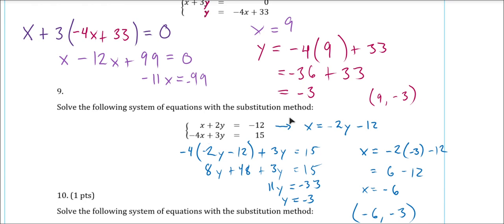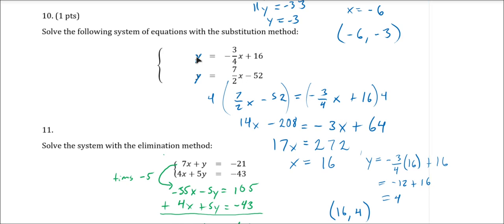Likewise for this one, I'm not quite solved yet for one of the variables, so I begin by solving for x. If x is equal to negative 2y minus 12, then in the second equation where I see such an x, I can replace that with negative 2y minus 12. Distributing, grouping like terms, and solving, we have y is minus 3. And plugging that back into our equation for x in terms of y, we then get x is negative 6. So we have a solution at negative 6, negative 3.